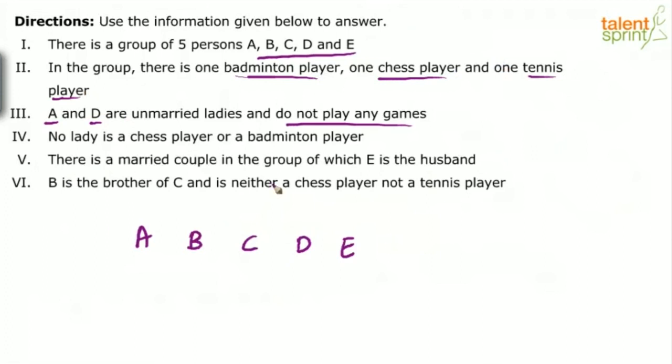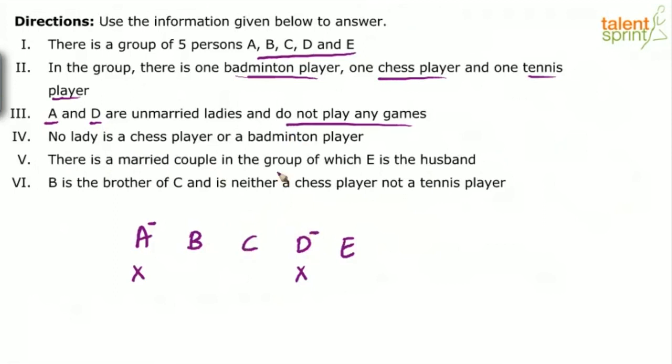We cannot use it immediately. A and D are unmarried ladies. First of all, let us mark A and D as female. So you know that the gender is female here, right? So A and D are unmarried ladies and do not play any games, right? A and D do not play any games. Next, no lady is a chess player or a badminton player. So it is clear now that out of B, C and E, there is at least one more lady, and that lady doesn't play chess or badminton. But who that person is is not very clear, right?